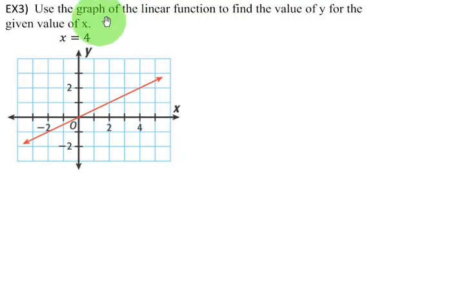So let's go on up and highlight that key information above. Use the graph of the linear function to find the value of y. So that's what I'm going to highlight here. Find the value of y for the given value of x.